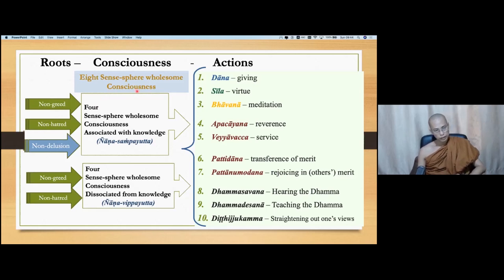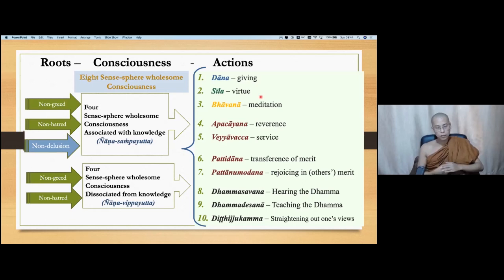Then when the 8 sense-sphere consciousness arise, the person performs the 10 bases of meritorious deed. This is called punya kriya vatthu. This is called the action. So the action with karmic potency puts the potency into the mental storage. Then later it produces the result accordingly.